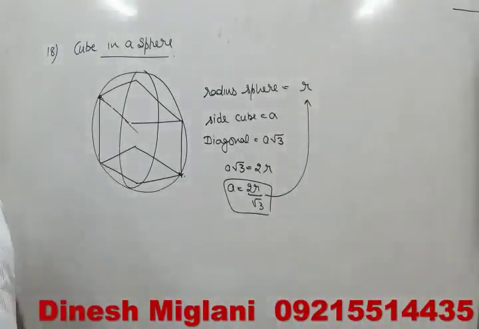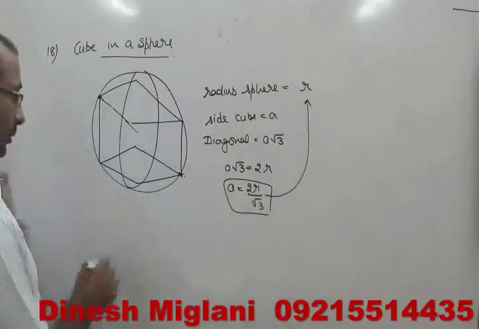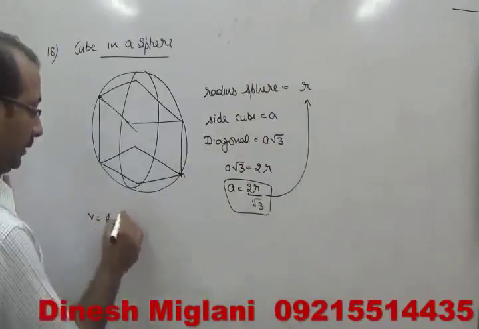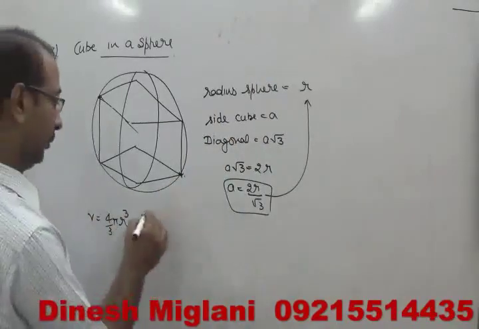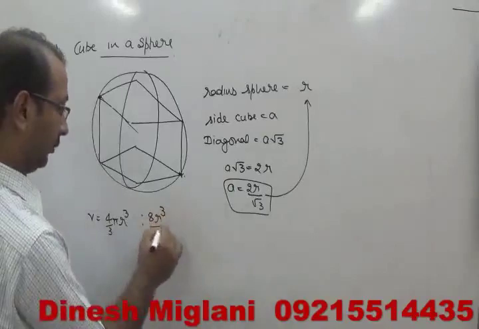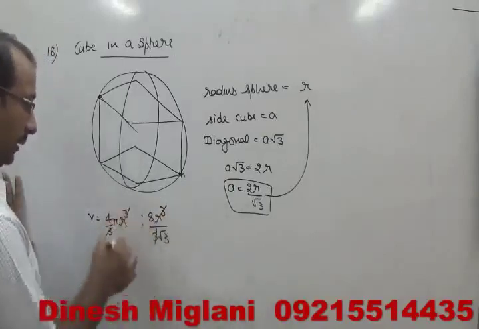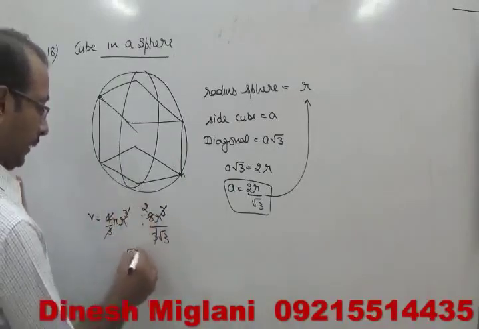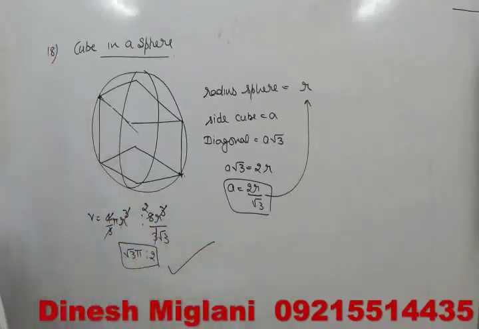Sometimes we may be asked to find the ratio of their volumes. If the radius of the sphere is r, the volume is 4 by 3 pi r cube, first thing, and we also have to take the volume of the cube, that is a cube, 8 r cube by 3 root 3. Then 3 will cancel out, r cube will cancel out, and 4 will cancel out 2. I may say root 3 pi is to 2. So the ratio of the volumes is root 3 pi is to 2. That becomes my answer.